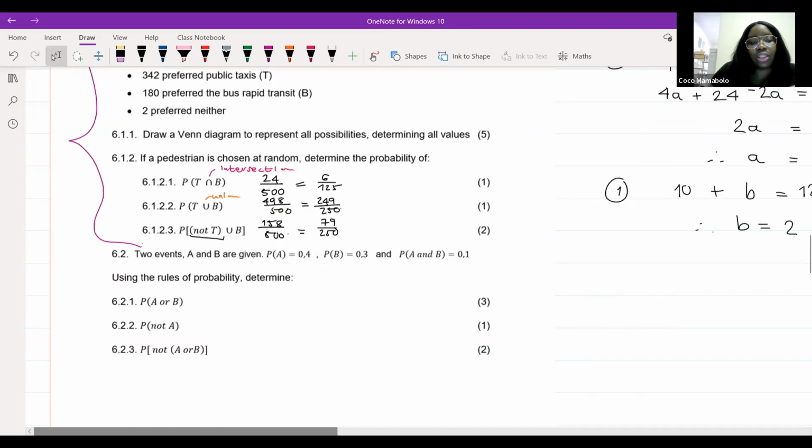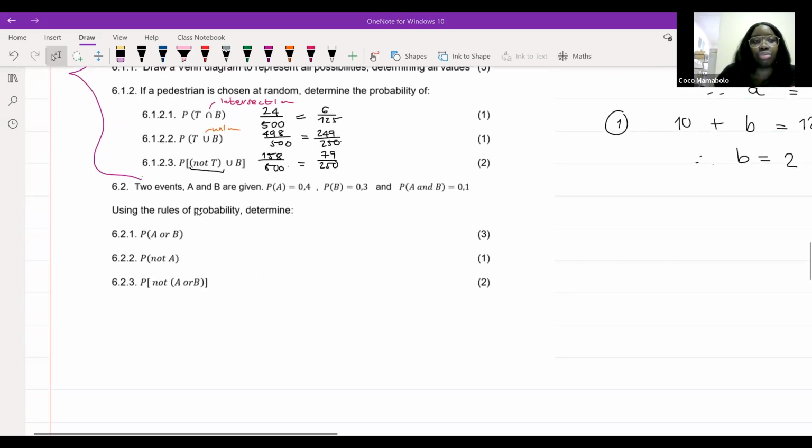All right, let's look at this question down here. Now, this last question, 6.2, is going to require us to remember our product rule and our addition rule. I'm going to write them down here for you. We know that the product rule says that the probability of A and B should be equal to the probability of A multiplied by the probability of B. That is the product rule.